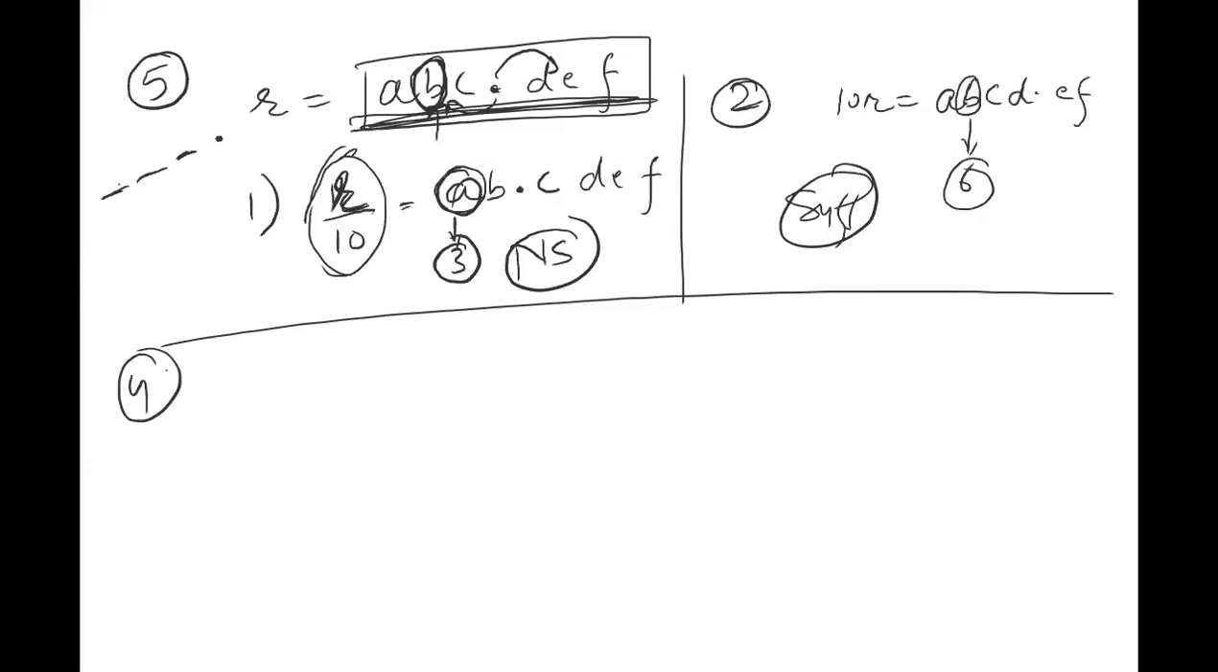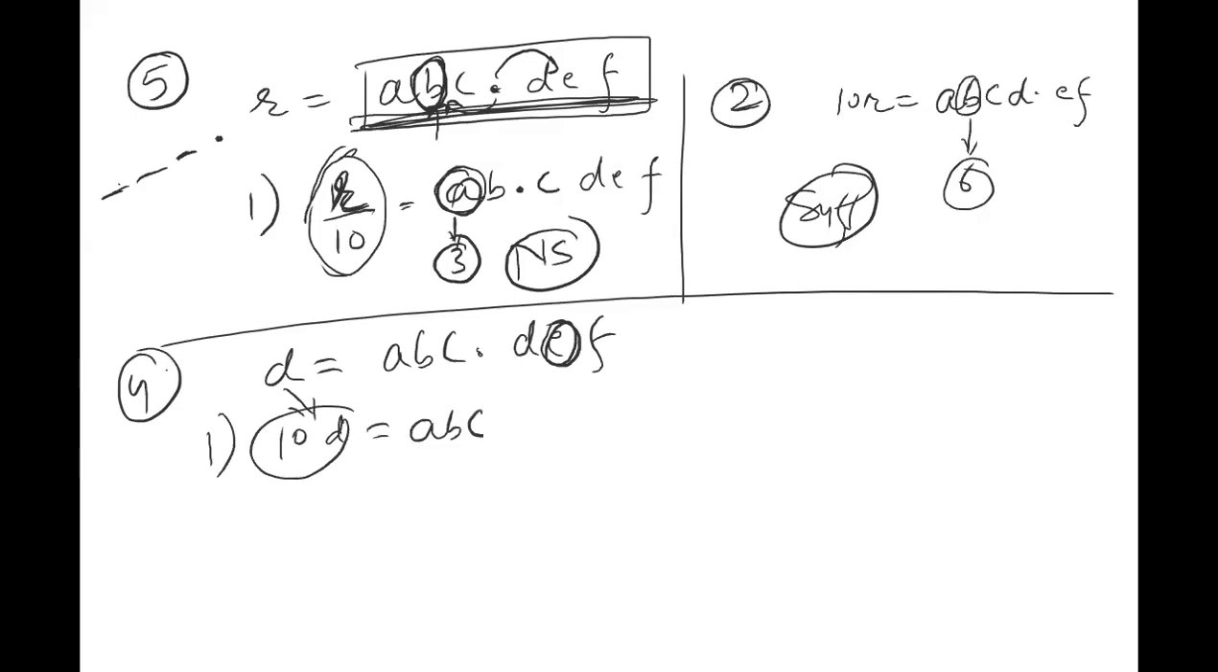Fourth, if we see again, ABC.DEF, we need the hundredth place, which is E. First says 10D. This is 10, so 10 times this would be ABCD.EF. So the tenth digit is E. It is given as 7. That's what we need. Sufficient.